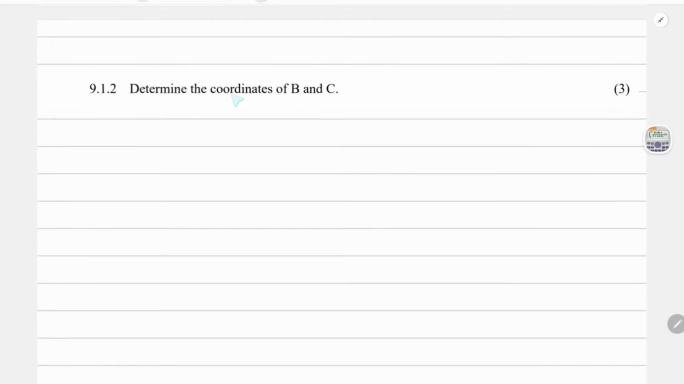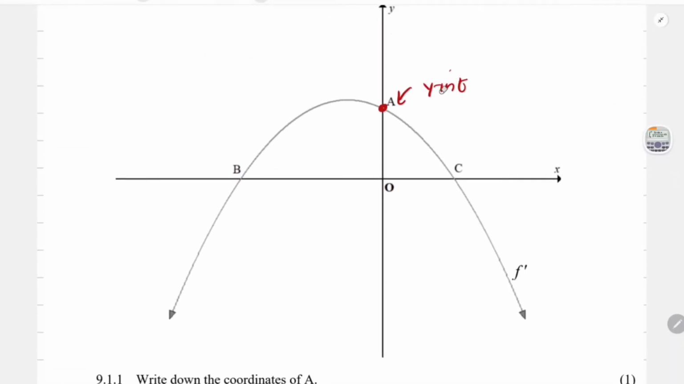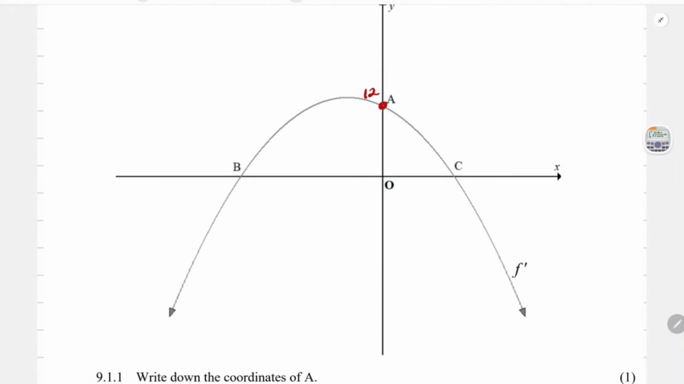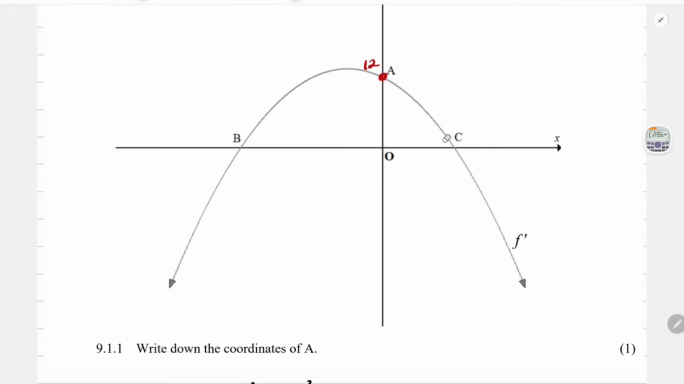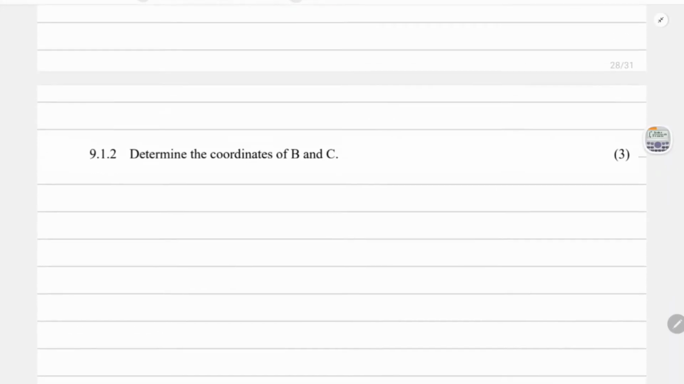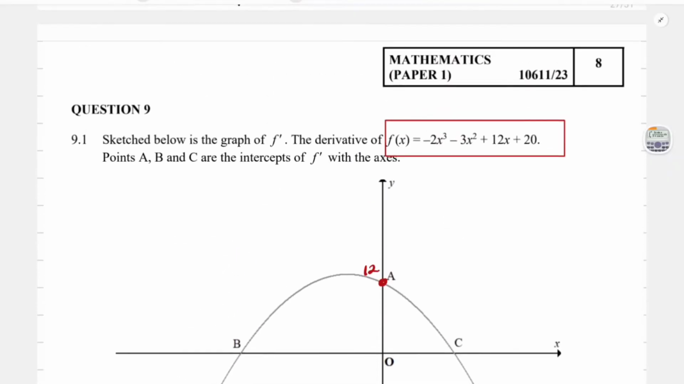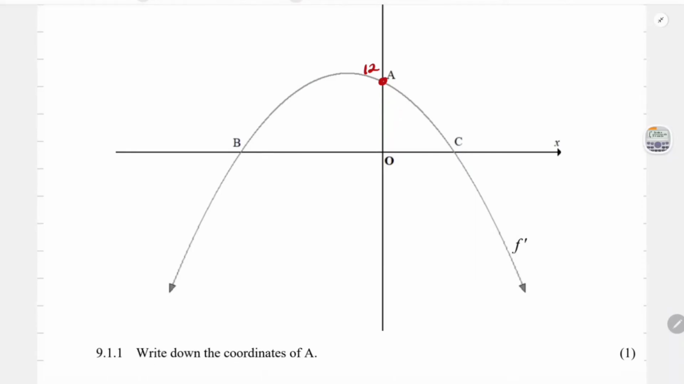Moving on to the next question: determine the coordinates of B and C. I need to write down that A is 12, just in case we need it. B and C, as you can see, are your x-intercepts, so we have to find the x-intercepts. We can go ahead and find them, but you can't take the original, because the original is the cubic function. The parabola is the derived one.